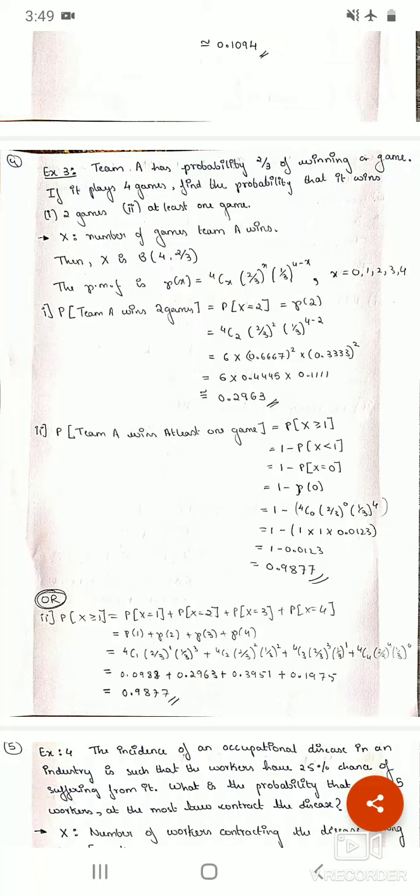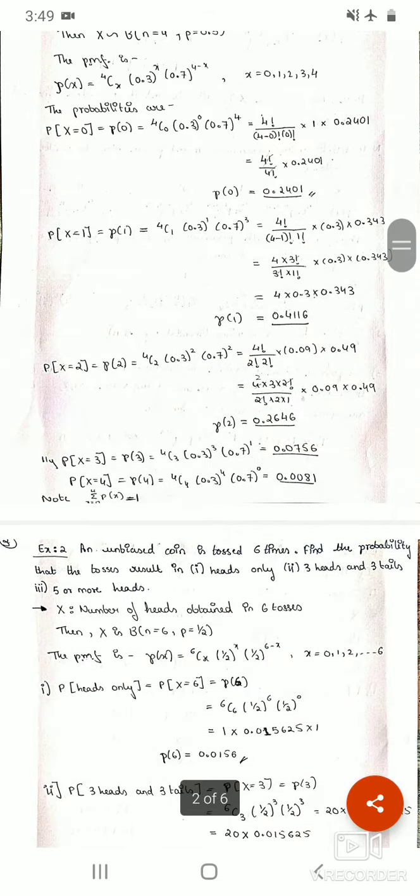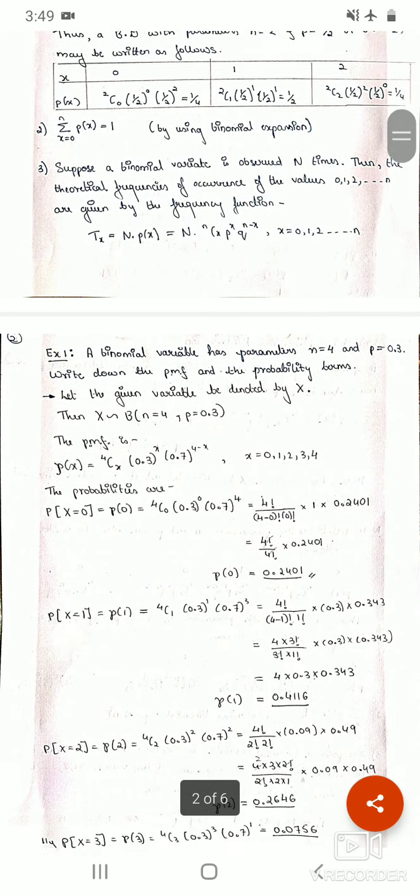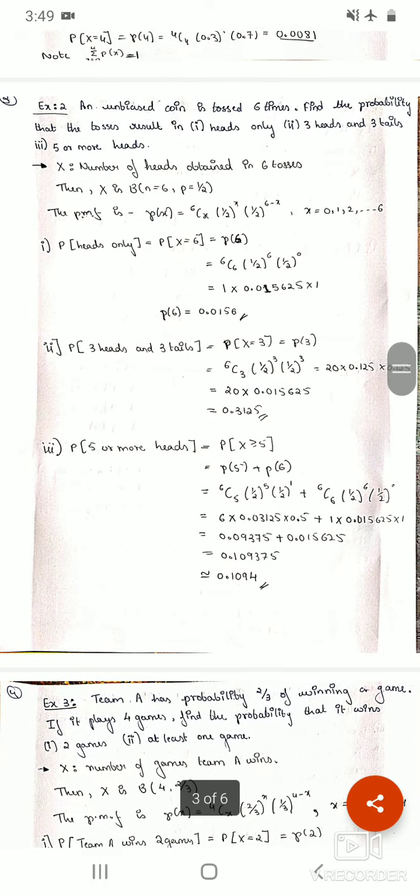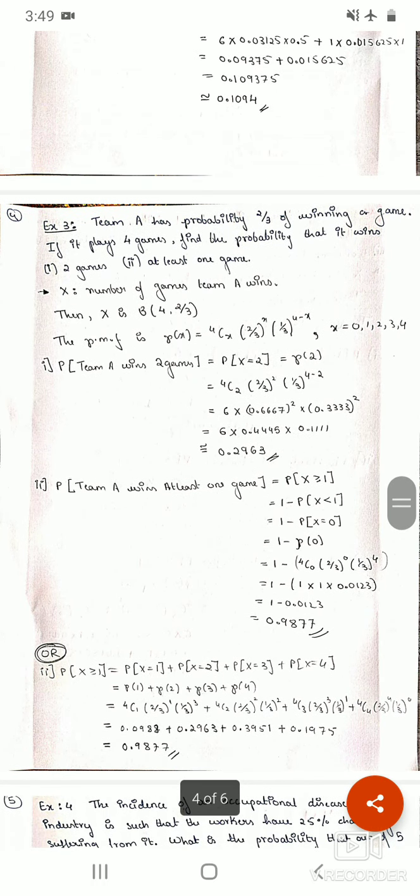So in the previous video we had studied the PMF of the binomial distribution. We had seen other ways to write the PMF, and along with that we had solved two problems. So today we will continue with the next problem.